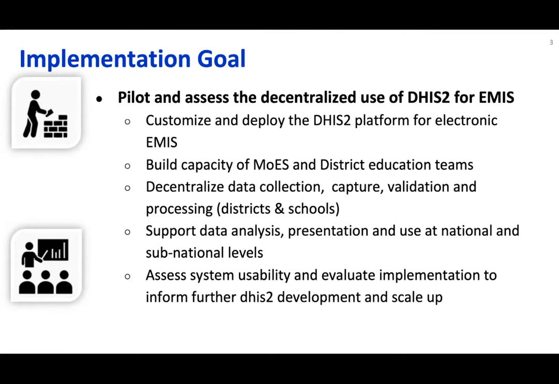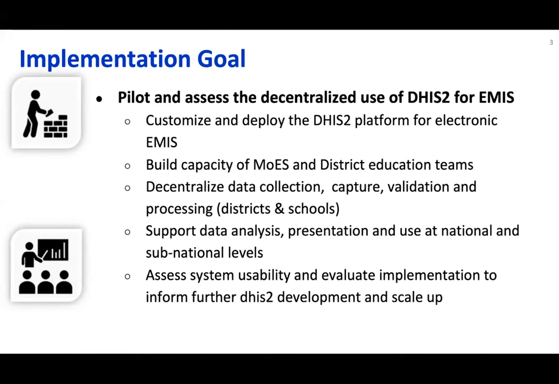Support for analysis was very key. It's always good to collect data and be able to analyze it so that it can inform your decisions at the national and sub-national levels. And finally, through the assessment of the usability of the system and the implementation at the district level, so as to see the possibilities of scale and also of use at the district level.